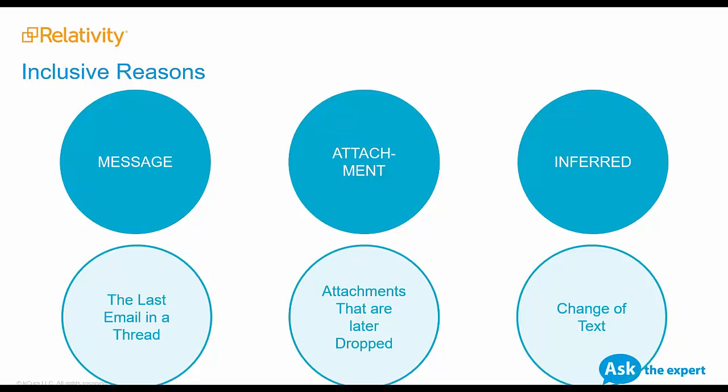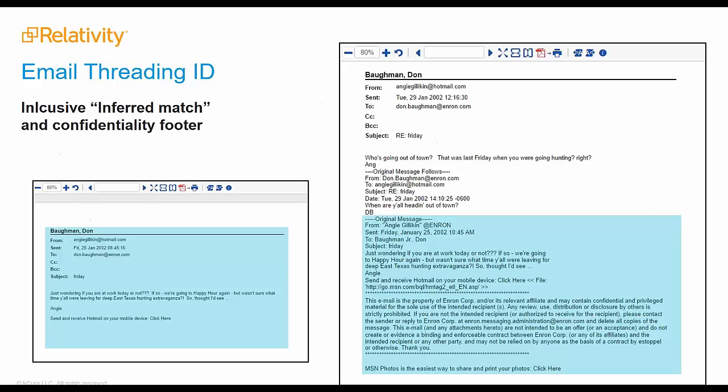And then the dreaded inferred, which we see when email systems insert confidentiality footers into the bottom of an email chain, which confuses the system because then it's comparing the original email to an email down the line, and the confidentiality footer is potentially confusing it.